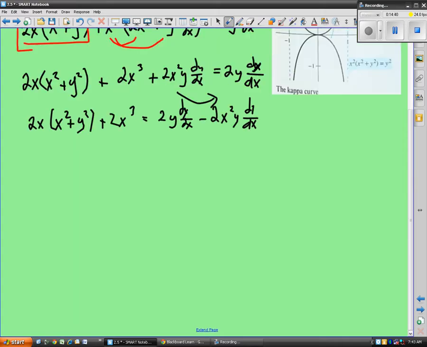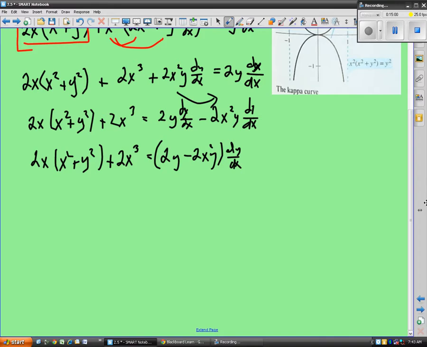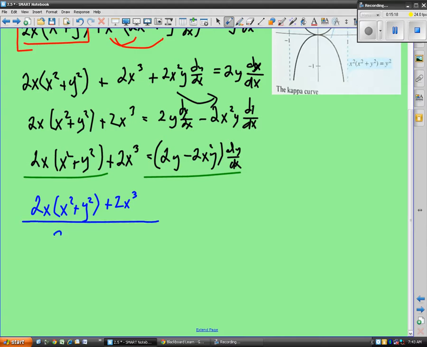And that's really all I'm going to do, is try to move them across the equal sign, but I'm going to do a little factoring first. And that's what you see happening here. I factored out my dy dx. And now I get a divide, so I'm going to divide both sides by this thing on top. When I do that, I end up with my final slope equation: 2x(x squared plus y squared) plus 2x cubed, all divided by 2y minus 2x squared y, equaling my dy dx. And so that's really what I get here.